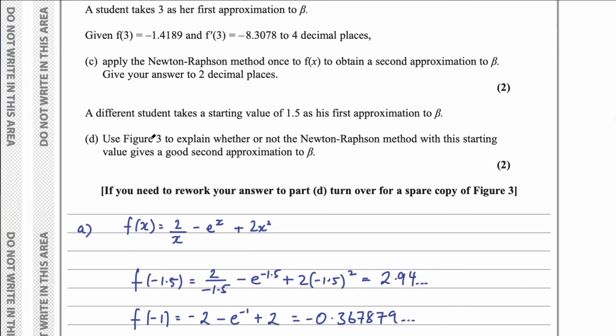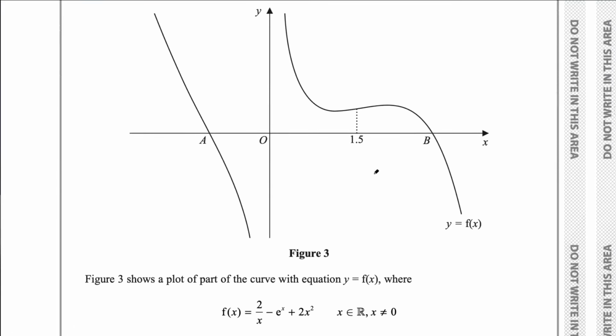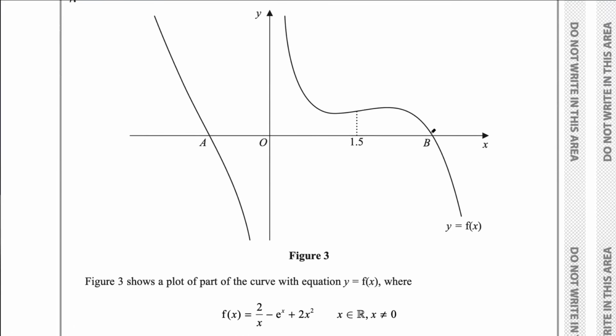And part D says a different student takes a starting value of 1.5 as his first approximation to beta. Use figure 3 to explain whether or not the Newton-Raphson method with this starting value gives a good second approximation to beta. For this question, you actually kind of have to understand how the Newton-Raphson method works. And if we go back to the figure, remember for part C, we took an approximation of 3, which I guess would be over here somewhere because f of 3 was a negative. So x equals to 3 would be over here. So what if we took x equal to 1.5?